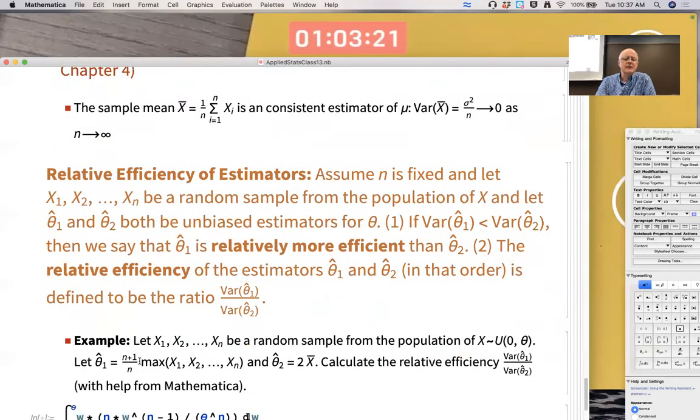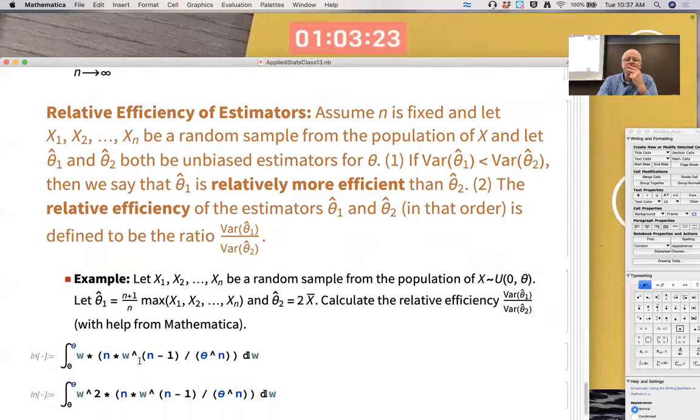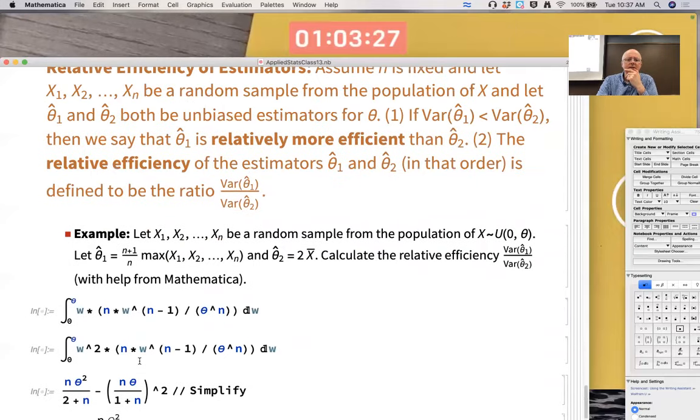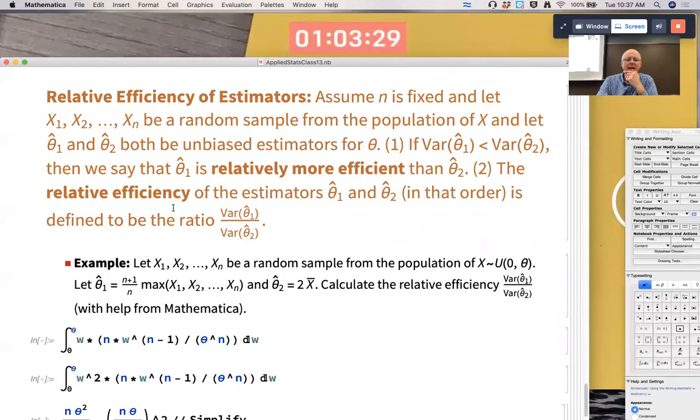Relative efficiency, we only spent one day on that. Essentially, theta 1 hat's relatively more efficient than theta 2 hat if the ratio of the variances goes to 0, or that is the relative efficiency. And if that's small, then you say theta 1 hat's a lot better, more efficient than theta 2 hat is for a given sample size n.